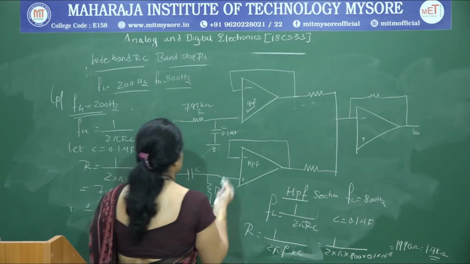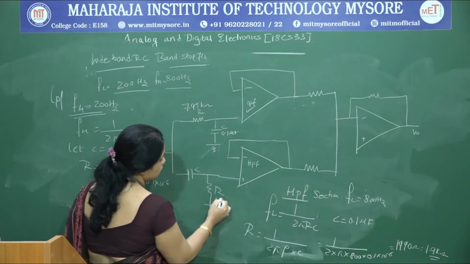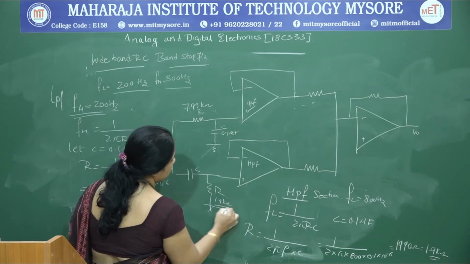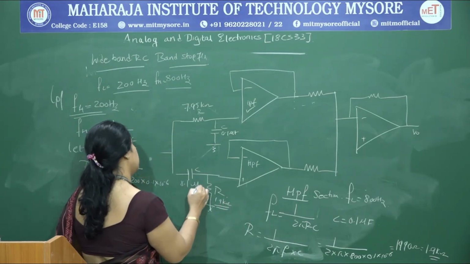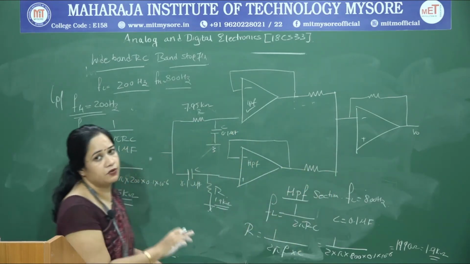So you can take the nearest standard resistance of 2.2 kilo ohms. So this ends up becoming 1.9 kilo ohms. This is 0.1 microfarad. And you can take identical resistance here for the summing amplifier.